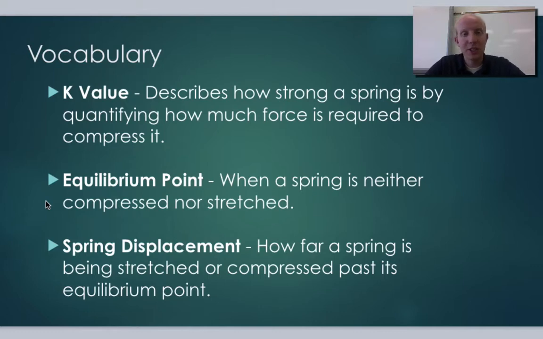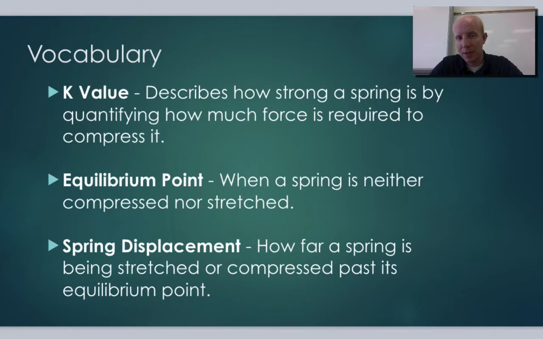There's also what we call the equilibrium point. This is when a spring's just sitting there, there's no force applied to it, and it's neither compressed nor stretched. That's what we call the equilibrium point of a spring. Then if we start to compress the spring or stretch it, that's what we call the displacement. How far we move it past that equilibrium point is the spring displacement.